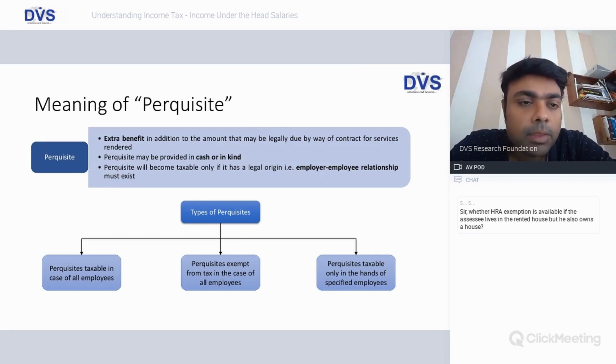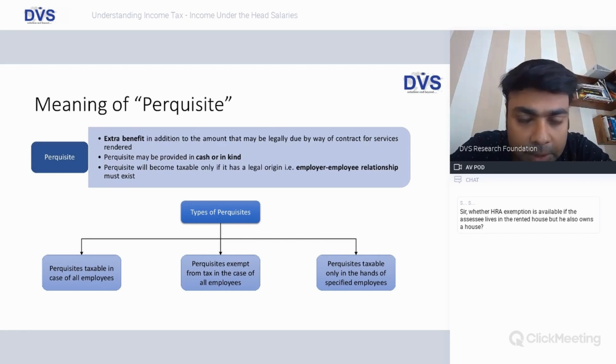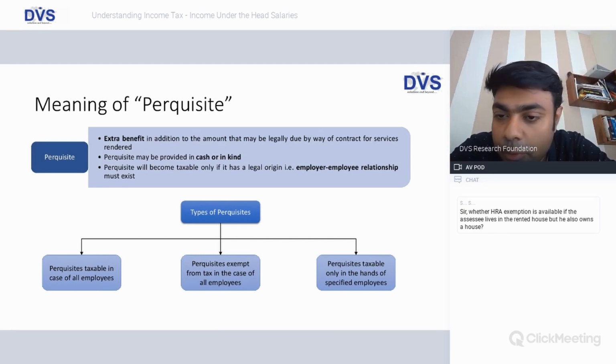Moving on, the meaning of the term perquisite. Perquisite, as we saw, is an extra benefit which is available, ideally in kind. In certain cases, it is in cash as well. Again, you need to have the employer-employee relationship for the purpose of having a perquisite. What are the types of perquisites? They are taxable for all, exempt for all employees, and taxable only for specified employees.